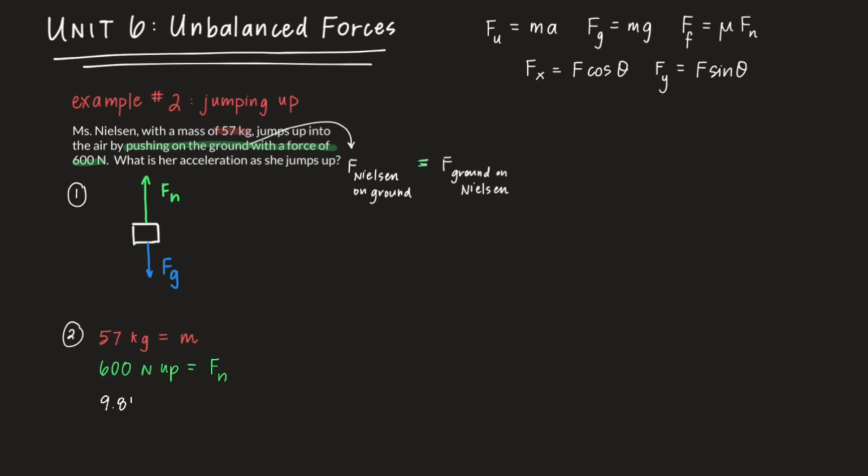We also know from the last problem that we saw that our little g, our acceleration due to gravity, is equal to 9.81 meters per second squared. So we're going to write that down because we will probably need it.